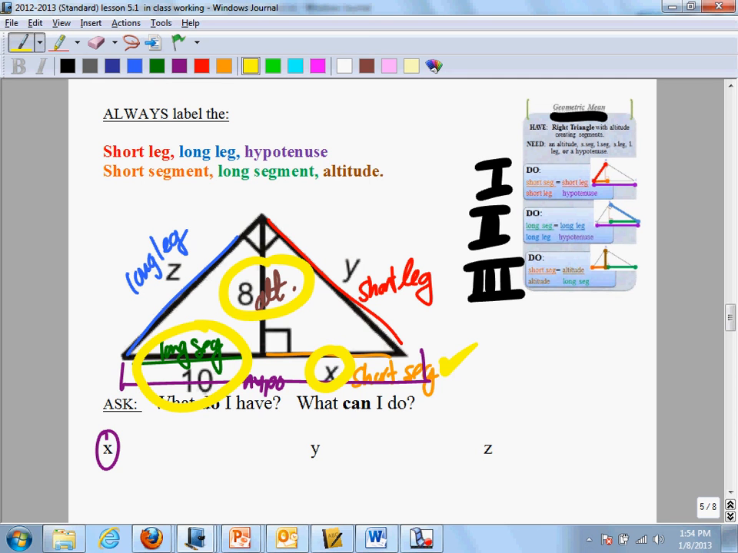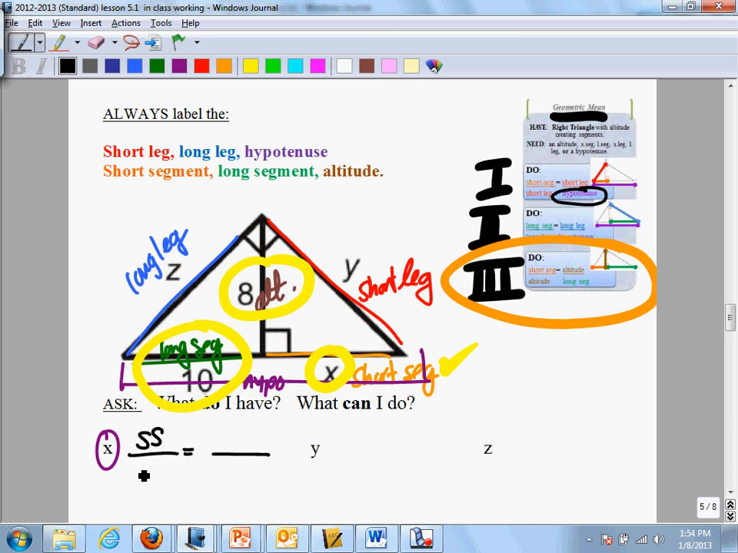Okay. We are using the third one. Ready? Let's write it down. Because we need the hypo and we don't have the hypo. So we have short seg over altitude equals altitude over long seg. Why did we choose that? That is what our players are involved with.